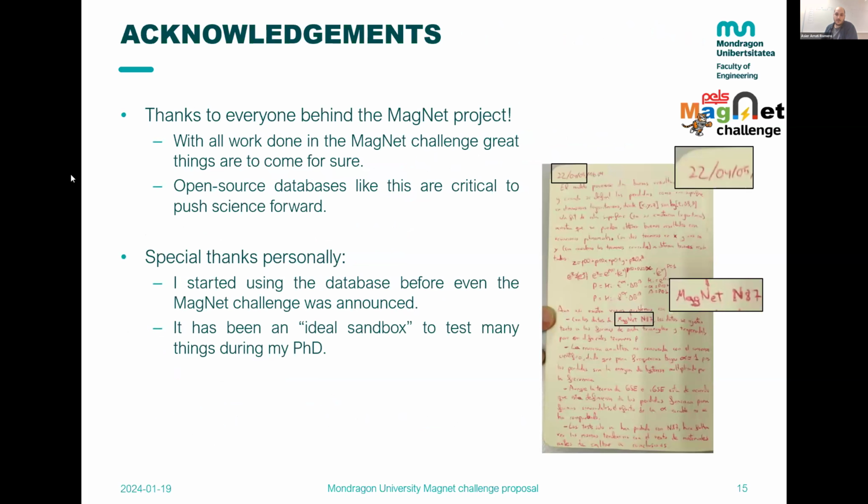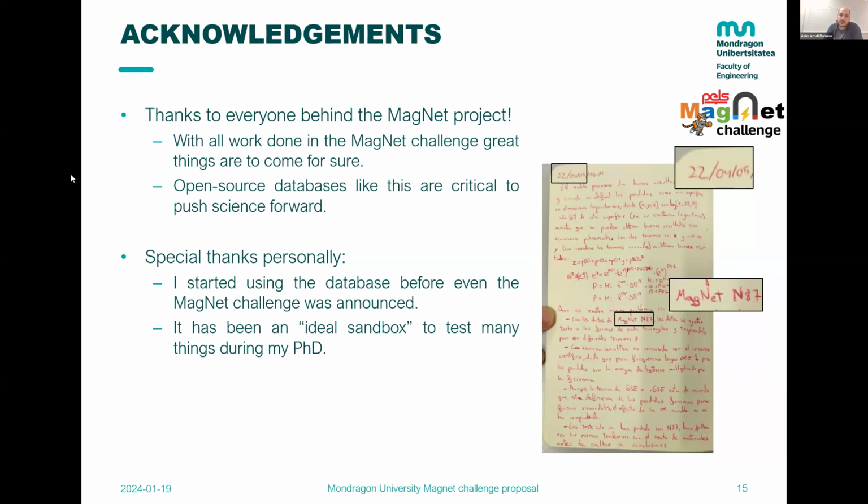And lastly, before finishing, I would like to take the opportunity to thank everyone behind the MagNet project. I mean, your objective was to improve or go beyond the estimates equation, and I for sure think that you guys have achieved this. And also, especially because this open source database is critical for the push of science forward. And I really hope that you inspire other groups to do the same.